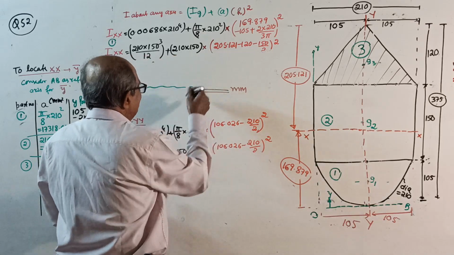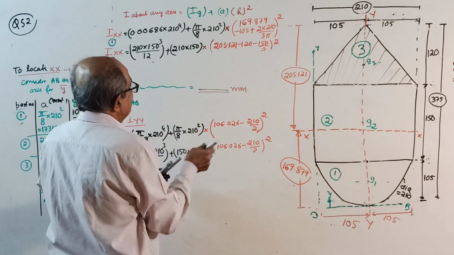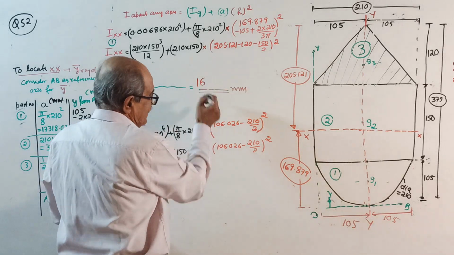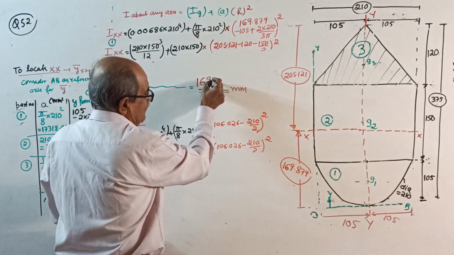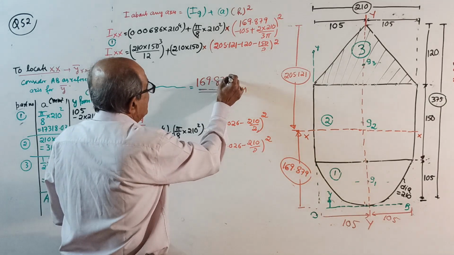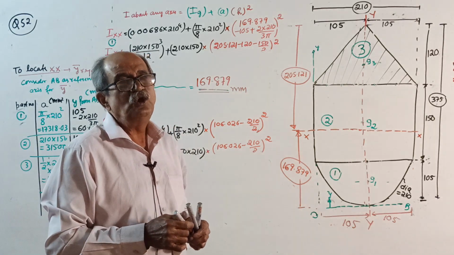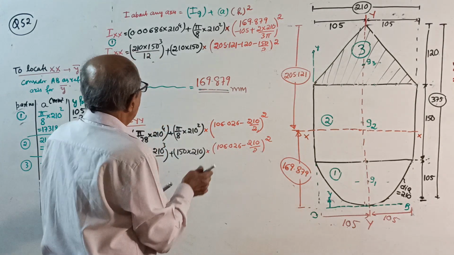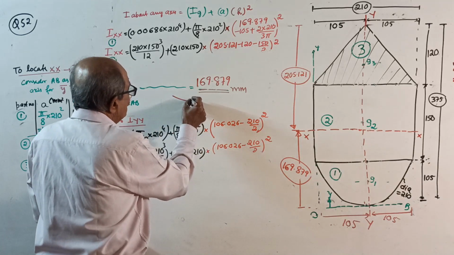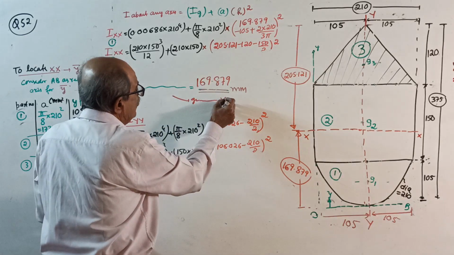169.879. Students will tell, sir, that is same as last time answer. No, there is no last time. You calculate 169.879. So why it came same? It came that much. You solve the question. That all you worry later. Okay, over. Now, go to the main sketch and locate x-axis.